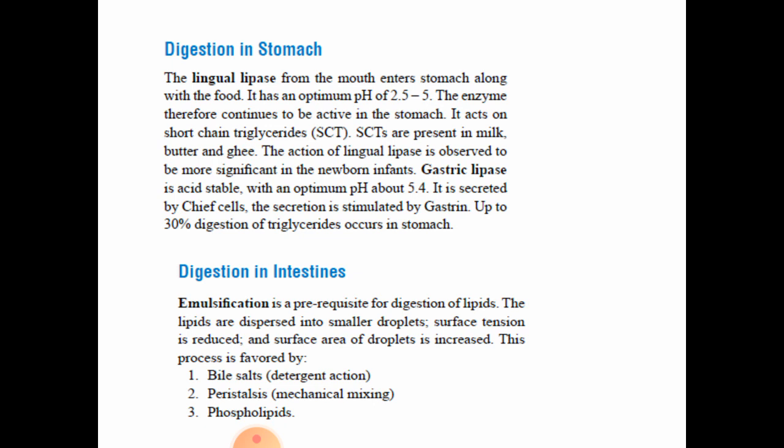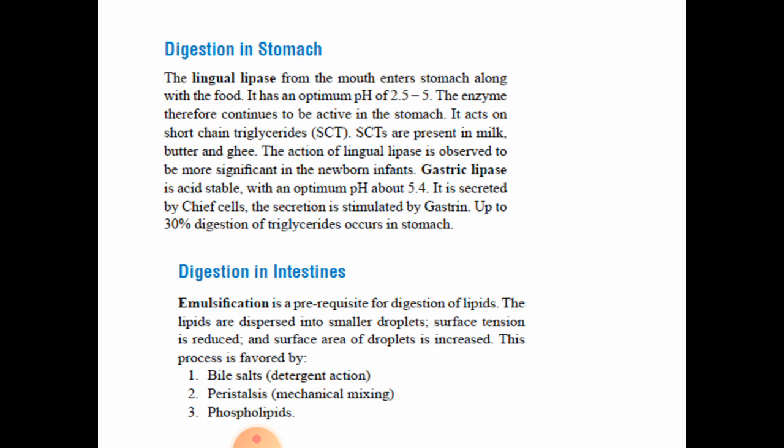Next, let's explain the digestion in the stomach. The stomach digests lipids with the help of enzymes like lingual lipase and gastric lipase. The lingual lipase is mostly found in infants because it helps in the digestion of short chain triglycerides, which are mostly found in milk and milk products, and these infants mostly depend upon milk.